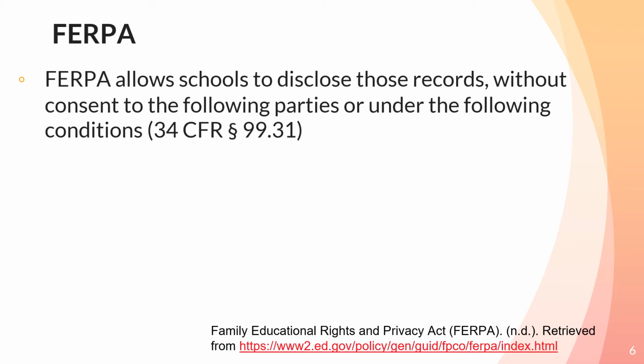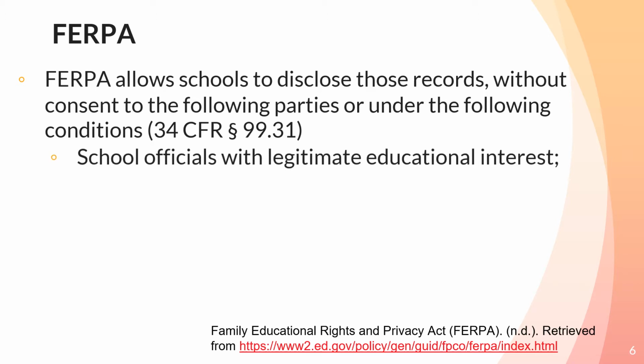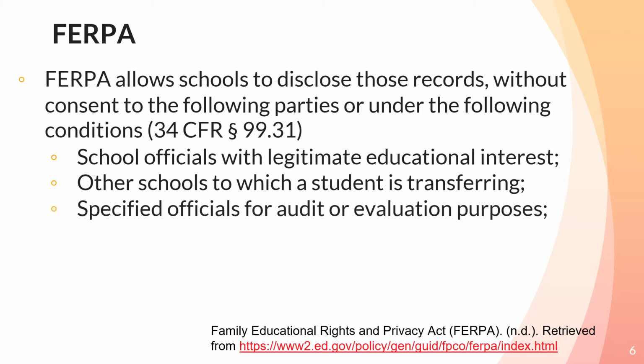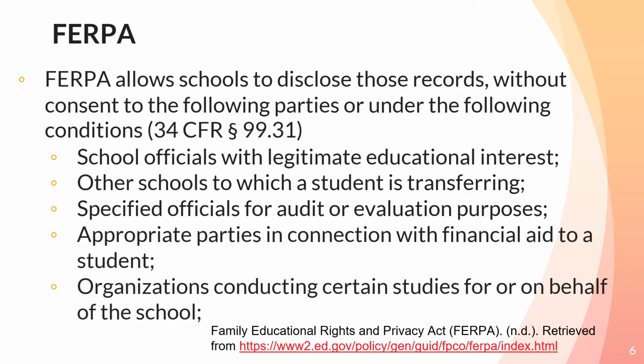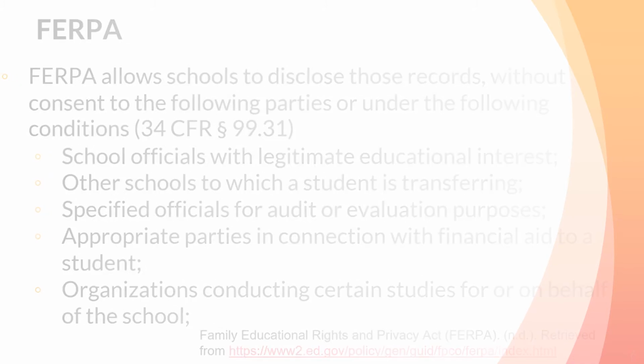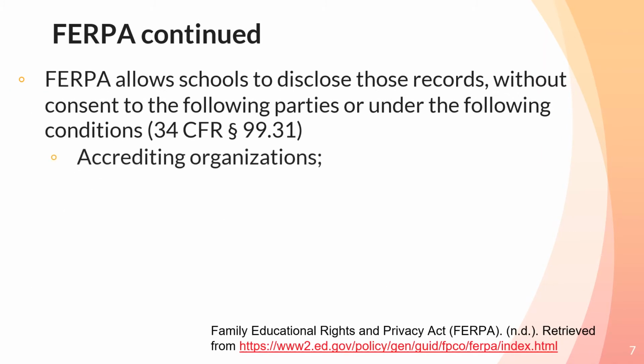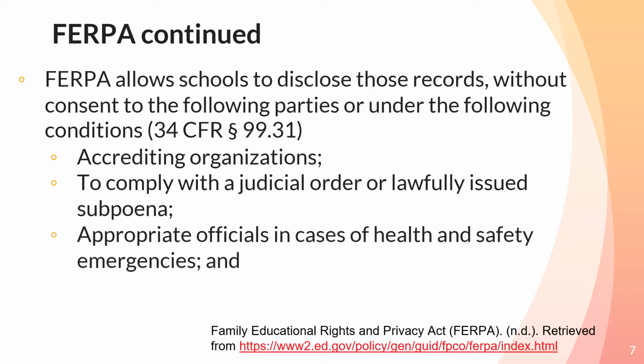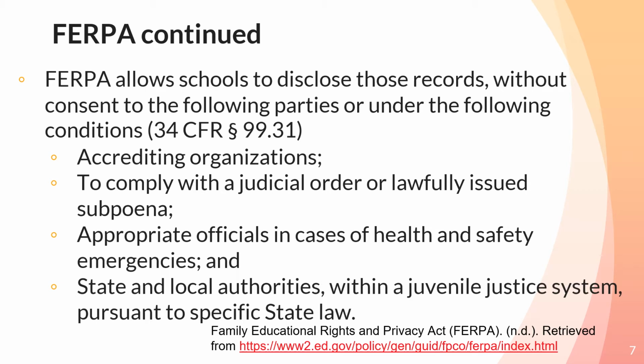FERPA allows schools to disclose these records without consent to the following parties or under the following conditions: school officials with legitimate educational interest, other schools to which a student is transferring, specified officials for audit or evaluation purposes, appropriate parties in connection with financial aid to a student, organizations conducting certain studies for or on behalf of the school, as well as accrediting organizations to comply with a judicial order or lawfully issued subpoena, appropriate officials in cases of health and safety emergencies, and state and local authorities within a juvenile justice system pursuant to specific state law.